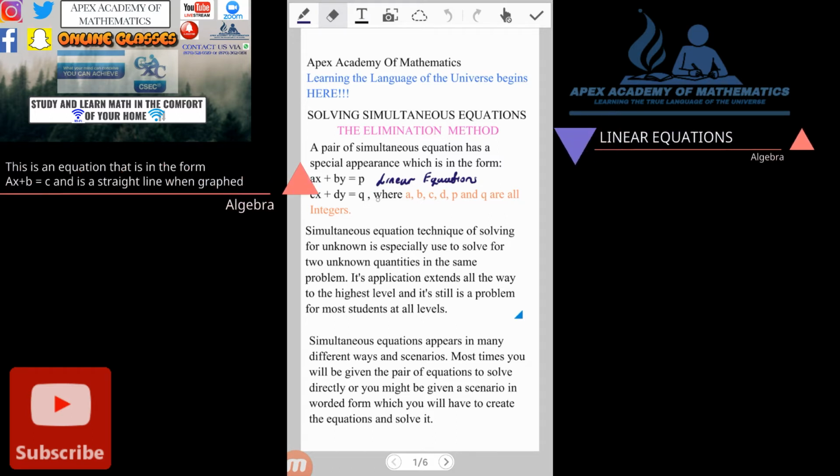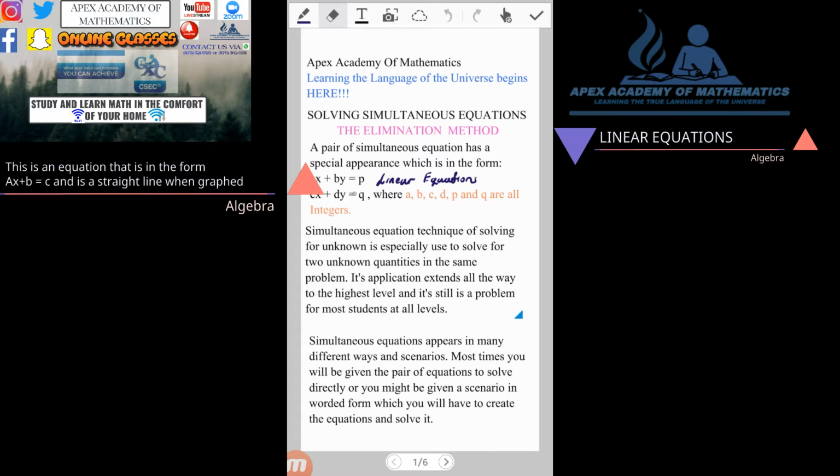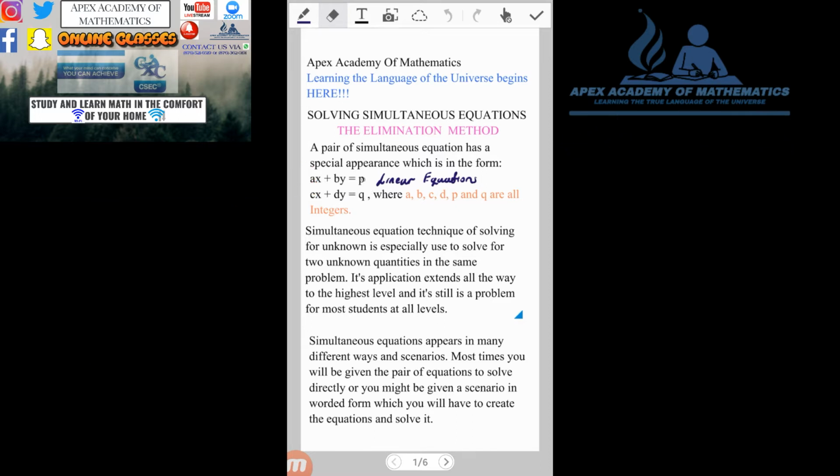of linear equations. Okay, so this is a linear equation with two unknowns, and this is a linear equation with also two unknowns. So when two linear equations come together, we are expected to solve them simultaneously. All right, let's jump into this part here that talks about what the simultaneous equation technique is.